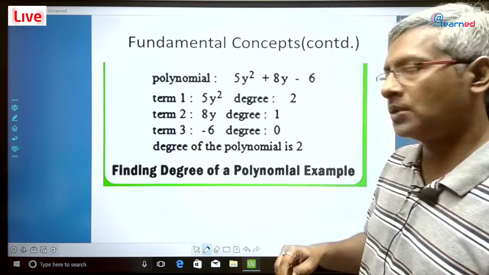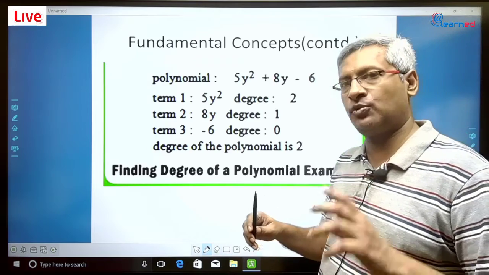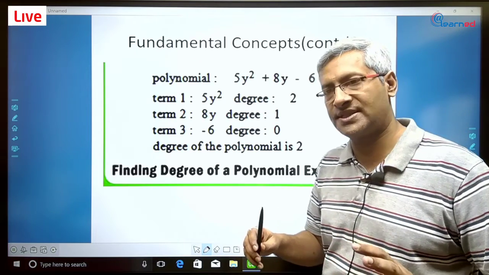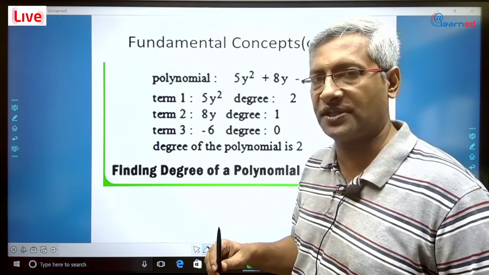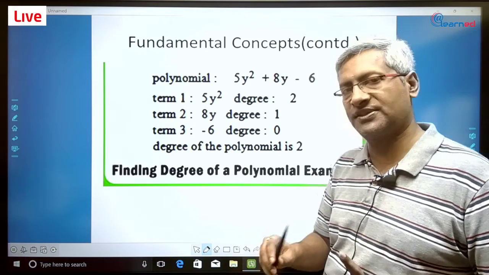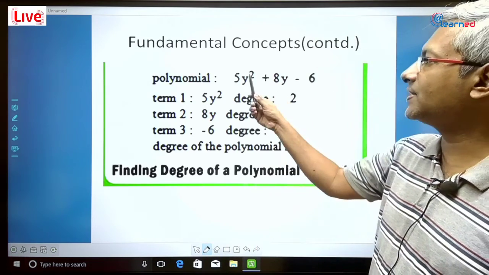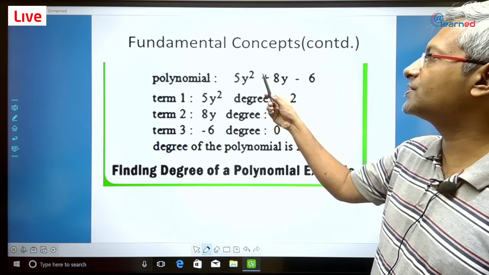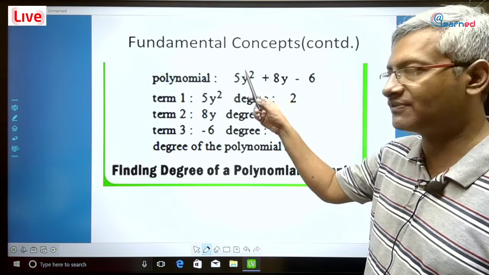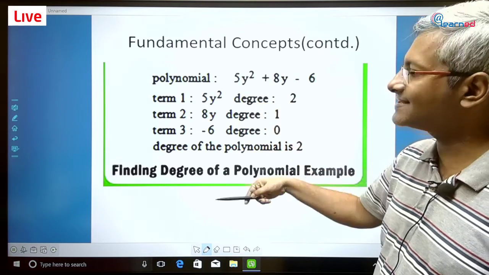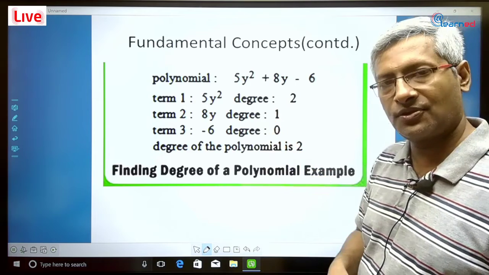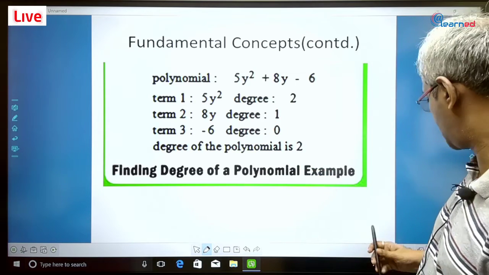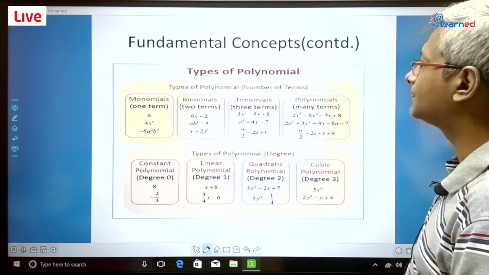So normally in class 6 you will have polynomials or degree polynomials in only one variable. You won't have 2 variables over there. So you have to find the highest power, and that is the degree of the polynomial. Okay. So we'll go on to the next slide.